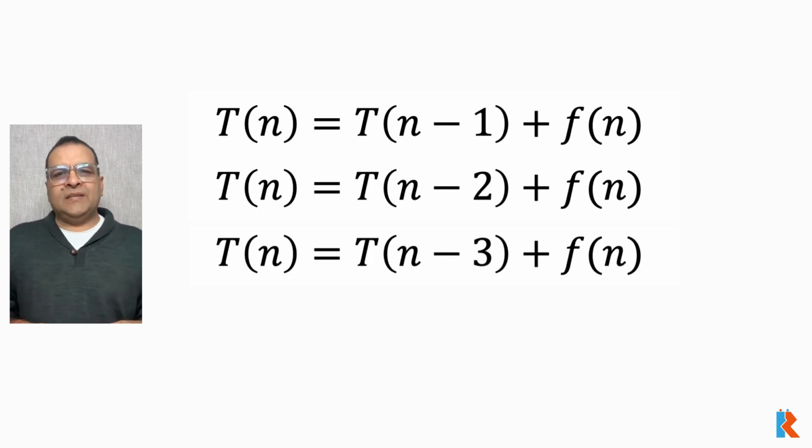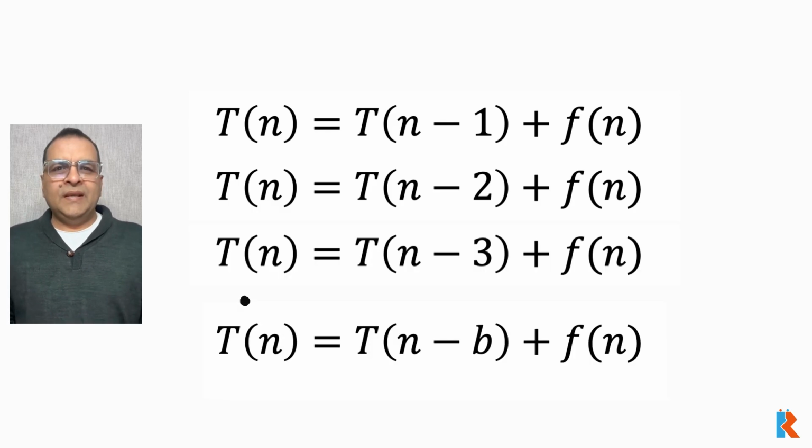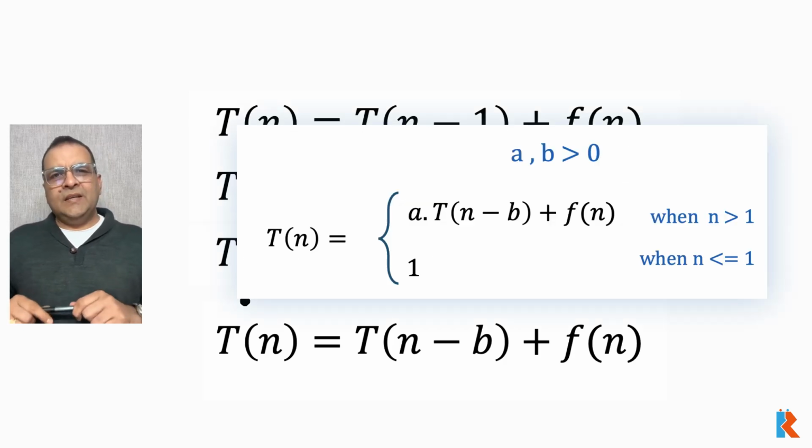In the previous lesson, we saw that if a function is calling itself with reduced value of n, then the reduced value can be n minus 1 or n minus 2 or n minus 3, or in general n minus b, where b is a constant greater than 0. We learned how to solve such recurrences in the previous session. The general equation of these recurrences was T(n) = a times T(n - b) plus some function of n, where both a and b are greater than 0.